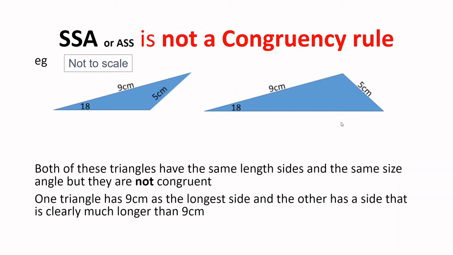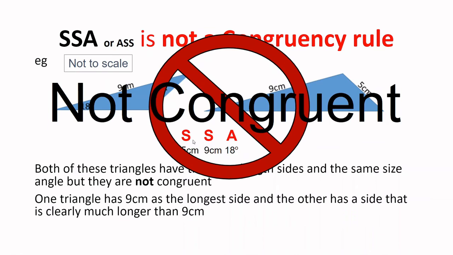The reason these triangles look so different, apart from the fact that they're not to scale, is that the information given is side-side-angle, or angle-side-side, which is 5 centimeters, 9 centimeters, and 18 degrees, in both cases. But because this is not a congruency rule, that doesn't mean they're congruent.